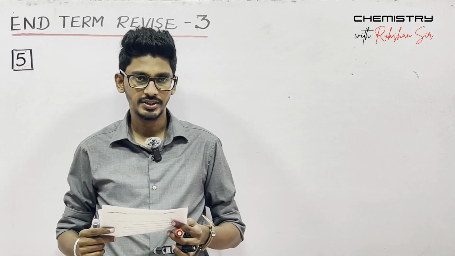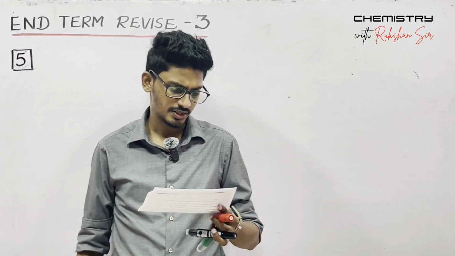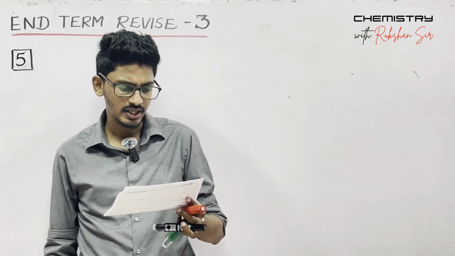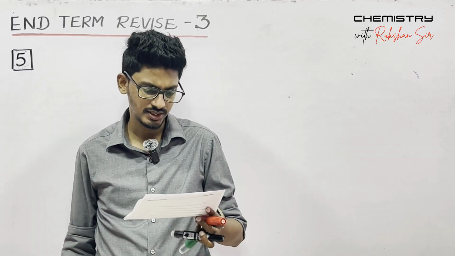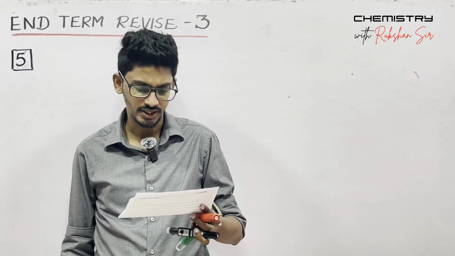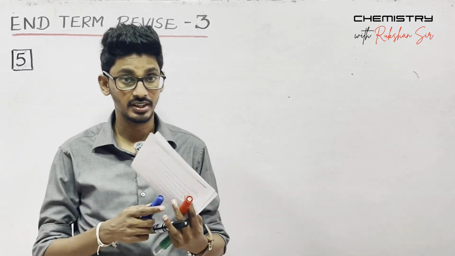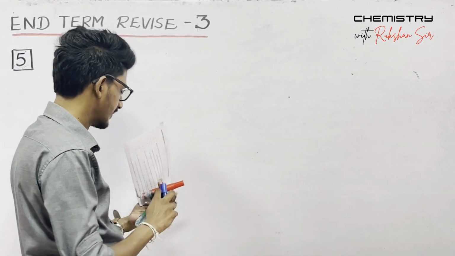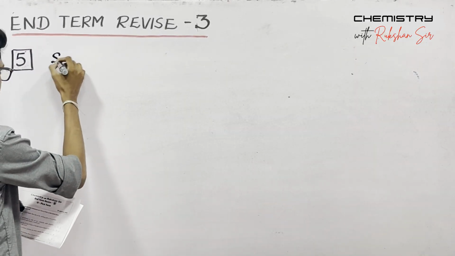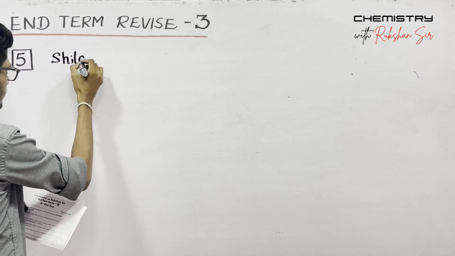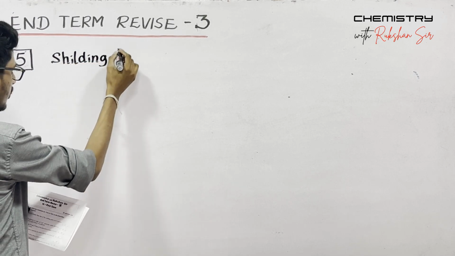Let's discuss statement 5. Right, what it says: along a period, left to right, shielding effect of atoms increases. Right, that is the statement. Let's discuss this regarding the shielding effect, the shielding or screening effect.